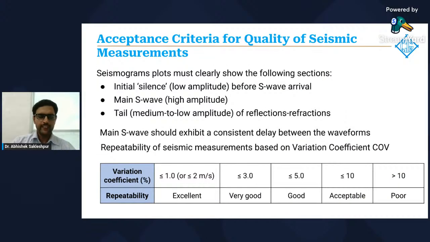And then another way to check for the repeatability of your seismic measurements is through the coefficient of variation. So this is basically the ratio of your standard deviation to your mean. And if the coefficient of variation is less than 1%, it means that you have excellent repeatability in your data. However, if your coefficient of variation is more than 10%, then it means your data is not repeatable or is of poor repeatability.